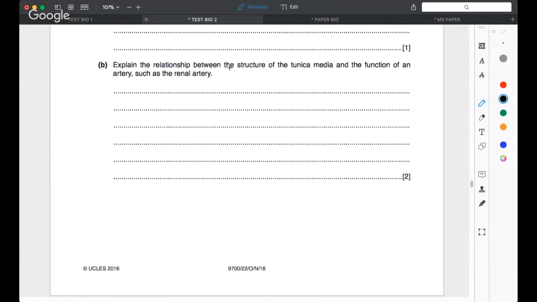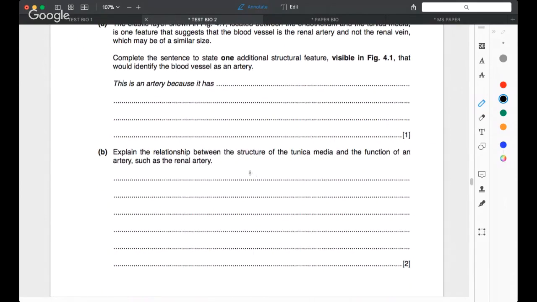Explain the relationship between structure and function for the tunica media. Okay, so renal artery. I don't need to explain that, but, okay, wait. So tunica media, the reason why it's big is because of the high blood pressure inside of the artery. So it won't, for example, burst. I can't remember the word, but it's able to withstand that amount of blood pressure.